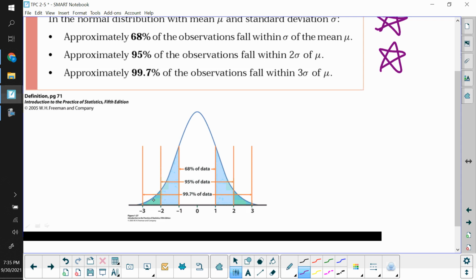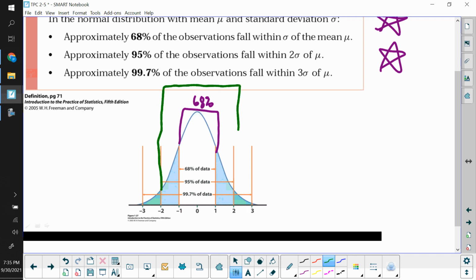99.7% if you're three. So if this is a normal distribution here, and this -1 to 1 is representing one standard deviation, we expect 68% of the data to fall within that one standard deviation. Now that's only if it's a normal distribution. If it's got skew to it, then we can't assume that to be true.